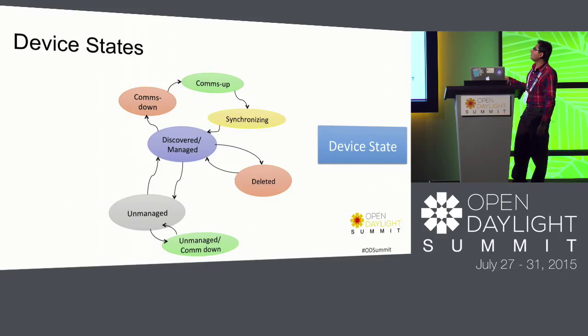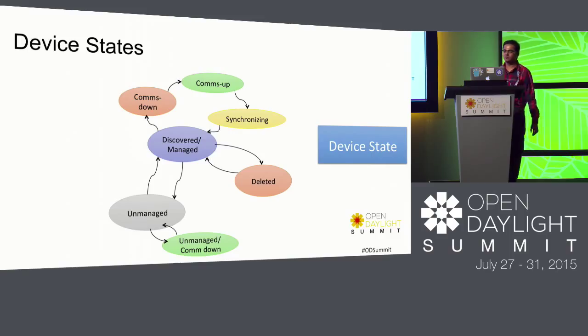Communication down, up, synchronization. You can also delete the device from the controller. You can also move it from managed to unmanaged. So it's in the controller, but you're not using it for path calculation or anything. And even if it's in unmanaged state, it can go through communication up and down. It keeps track of that. And that's all in state augmentation.